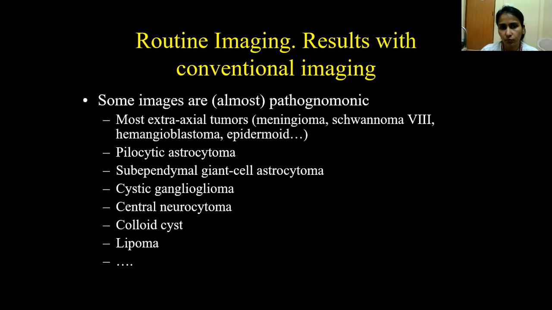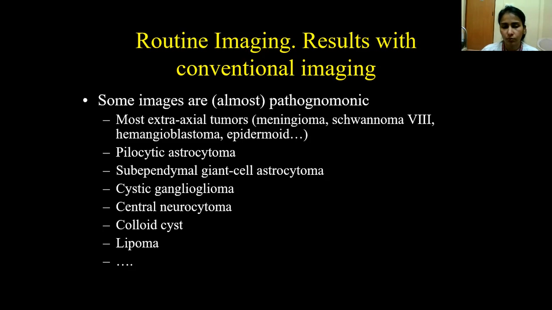For example, most of the extraaxial tumors like meningioma, schwannoma, and this is an acoustic schwannoma, hemangioblastoma, and epidermoids. These are the extraaxial tumors. What do you mean by extraaxial lesions? They are outside of the cerebral hemisphere. That means the meninges are involved or these cells are involved. Okay. Then next is pilocytic astrocytoma, subependymal giant cell astrocytoma, cystic ganglioglioma, central neurocytoma, colloid cyst, and lipoma.